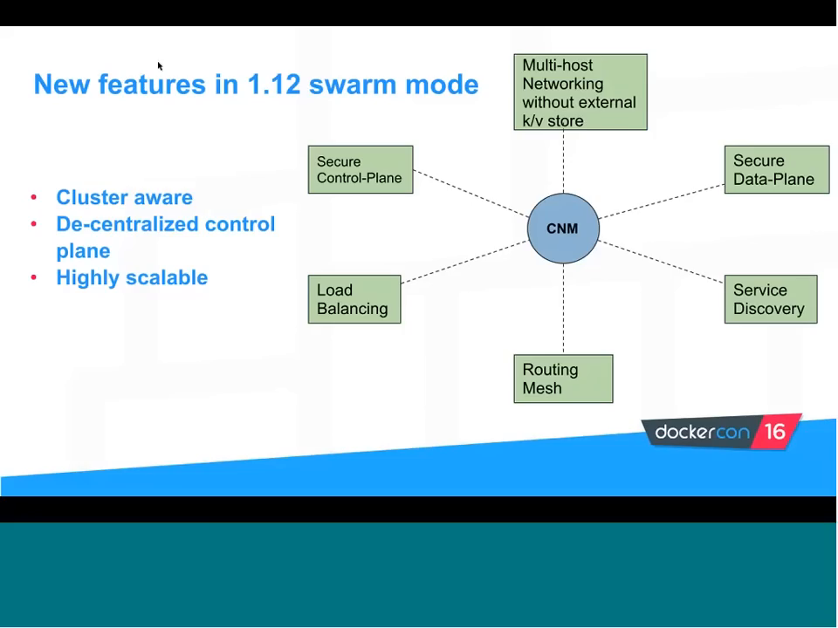Now with 1.12, the entire Docker daemon itself is cluster aware. You can do a docker swarm init and it becomes cluster aware. The control plane is completely decentralized, no more centralized control plane. That means it scales way better, and the performance is better as well.